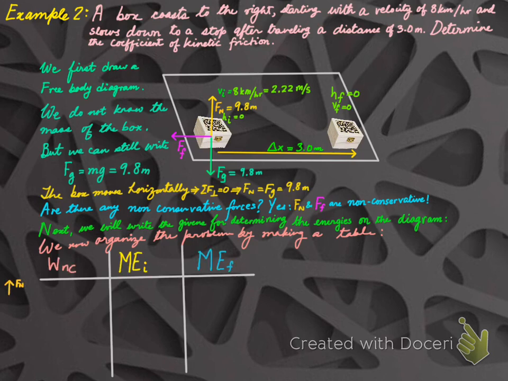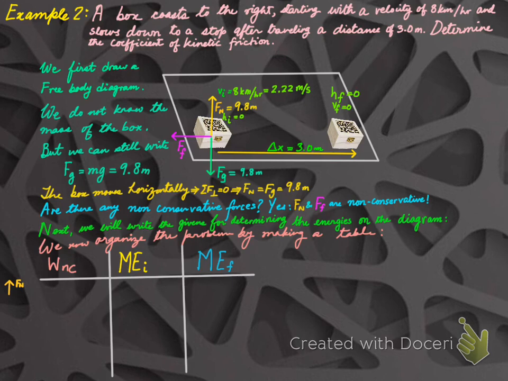The first column is WNC, and that's where we're going to be listing the work done by the non-conservative forces. And then the second column is the column for the information about the initial mechanical energy. And the third column is the column with the information about the final mechanical energy.